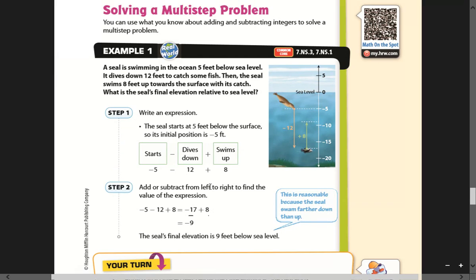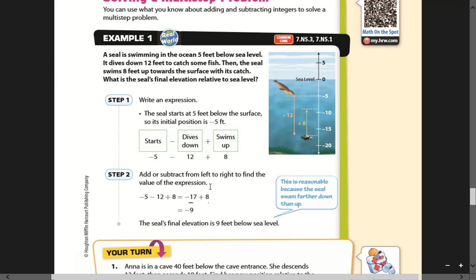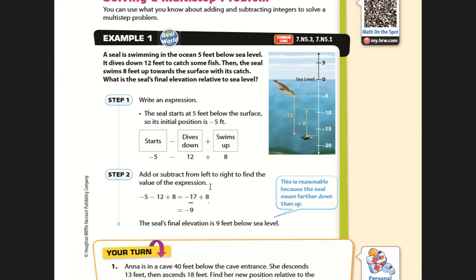Let's have example 1. A seal is swimming in the ocean 5 feet below sea level. It dives down 12 feet to catch some fish. Then the seal swims 8 feet up towards the surface with its catch. What is the seal's final elevation relative to sea level?